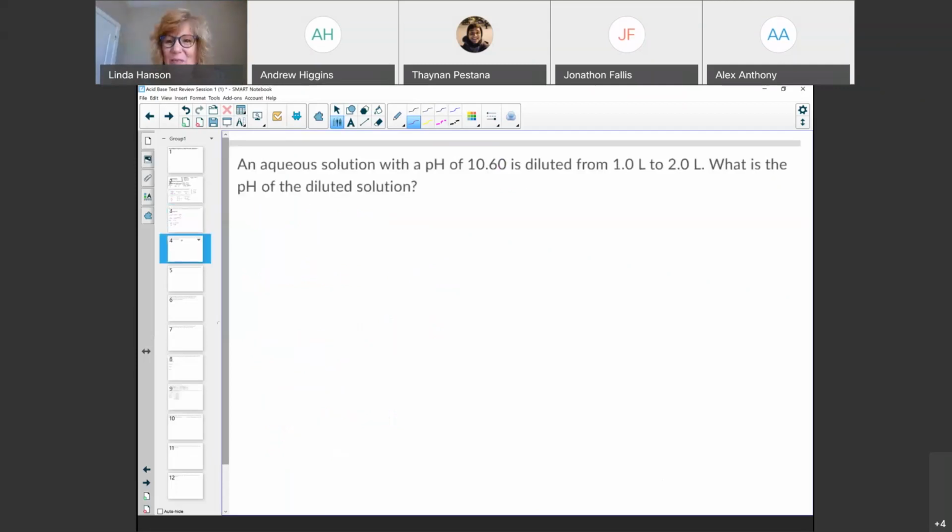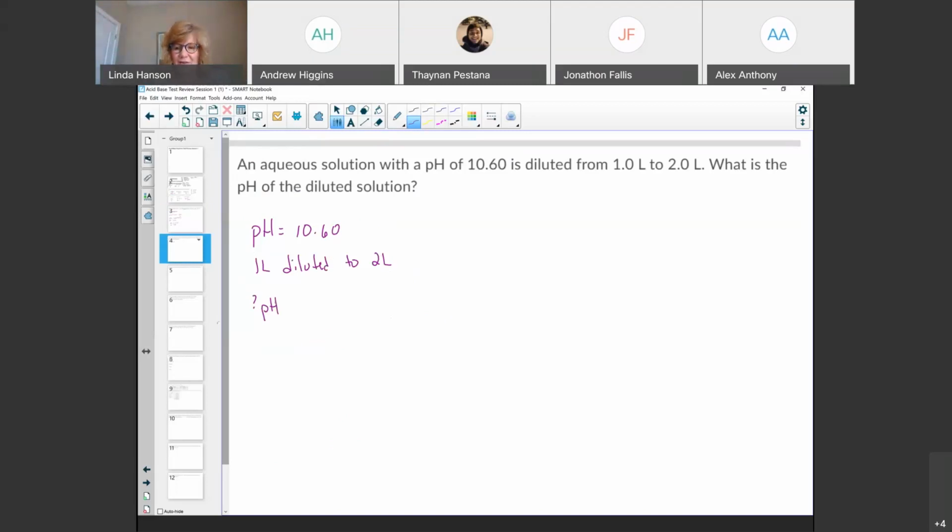Here's our next example problem. Now this one seems easy at first, and I'm going to talk you through what might be the most common mistake. It reads, I have a solution with a pH given to me as 10.60, and I'm going to dilute that from 1 liter to 2 liters. What is the new pH of the solution? Okay, so it's a dilution problem.